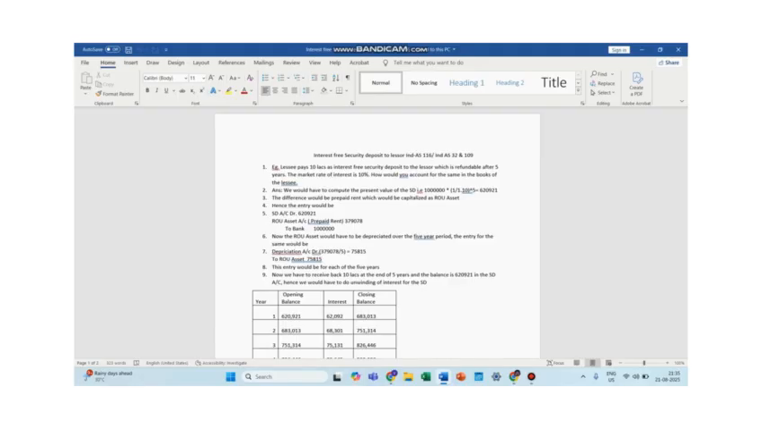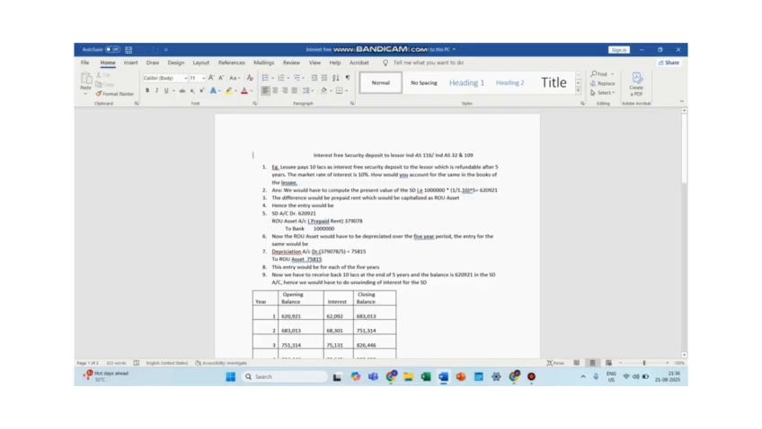How the interest-free deposit to lessor would be accounted for as per Ind AS 116 and the interplay between Ind AS 32 and 109. The first step is to compute the present value of the interest-free security deposit. How to compute the present value? 10 lakh into 1 divided by 1.10 raised to the power of 5. This is the present value factor. This multiplied by 10 lakhs would give the present value.